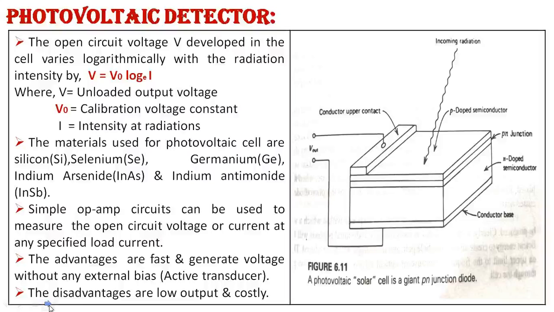The advantages are that it is very fast. It generates voltage without any external bias, that is, it is an active transducer. The disadvantages of this detector are low output and it is costly. So here is some radiation bombarded on the p-doped semiconductor. So there is the junction and you will get the desired output.